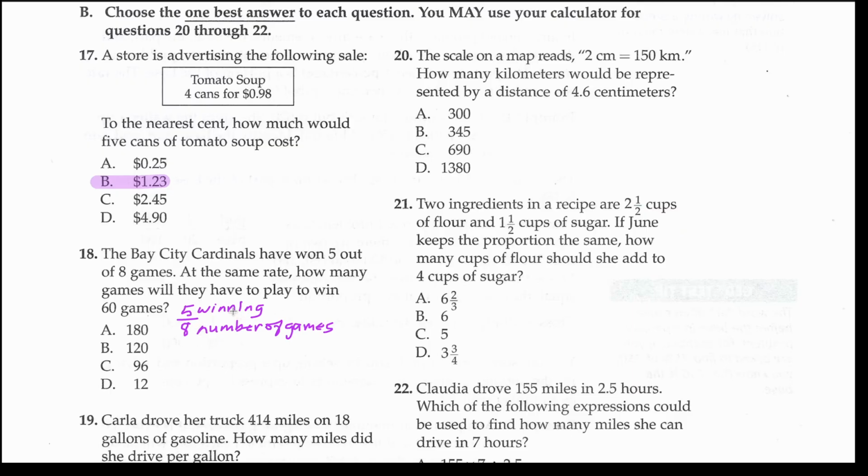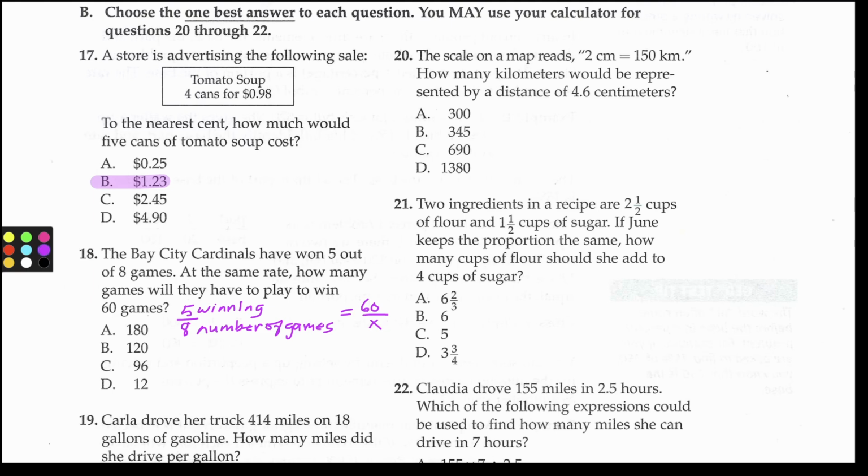So if you look at the next ratio, it's going to say at the same rate, how many games? You see, how many games? That goes underneath here. They have to play to win 60 games. So the 60 goes with the winning, not the number of games. Even though it looks big, don't let this bigger number here trick you. So what's the choice?